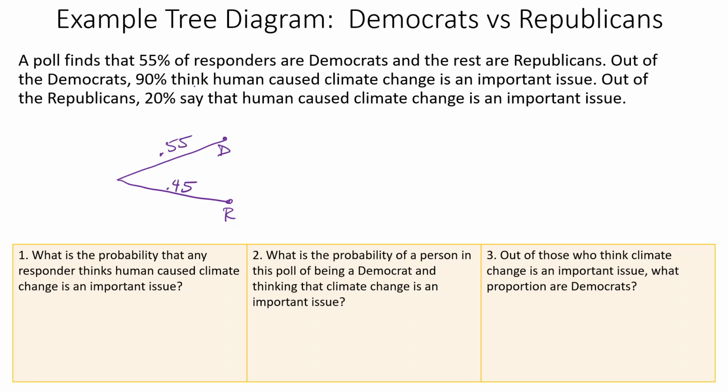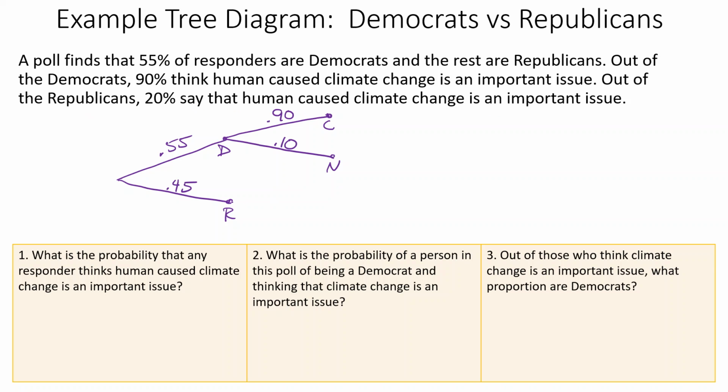Of the Democrats, 90% think human-caused climate change is an important issue. So I'm just going to, let's see, how about C for climate change and N for not? And 0.90, and this would be 0.10, the 10% that don't. Out of the Republicans, 20% say human-caused climate change is an important issue.